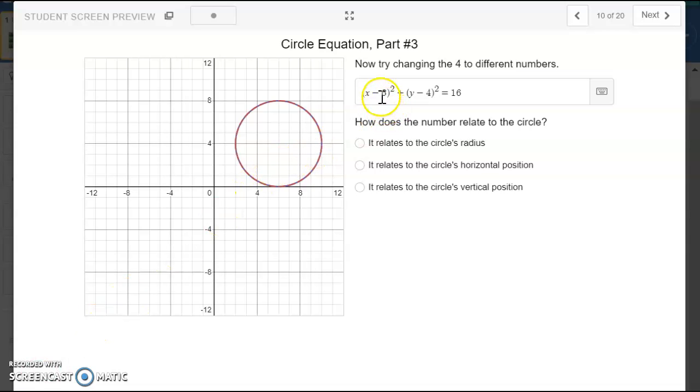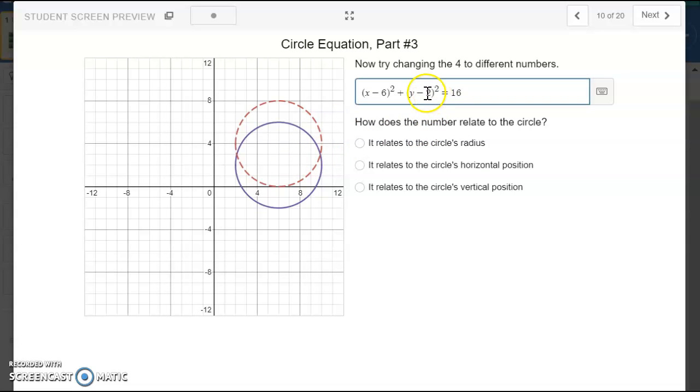Now that we've explored what this value 6 did, the value that is being subtracted from x before it gets squared, let's see what happens when we change the 4. If I change the 4 to 6, what happens? Okay, so it goes up. What if I change that to 2? It goes down. What is the coordinate of the center of this circle here? The center is going to be 6, 2, and that's where the 2 is.